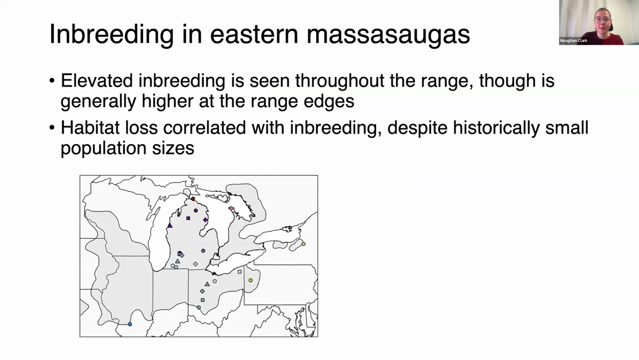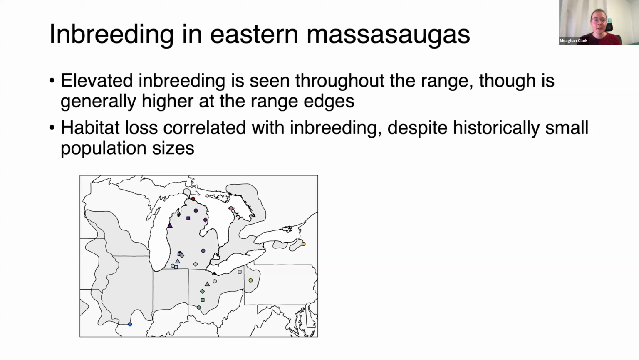So using this whole genome data set, we find evidence of elevated inbreeding across the range of Eastern Massasaugas, though typically higher at range edges. And we find that some variation in inbreeding is explained by habitat loss and disturbance. So even though populations of Massasaugas are naturally patchy and small, they're still being impacted by human-mediated habitat loss and fragmentation.